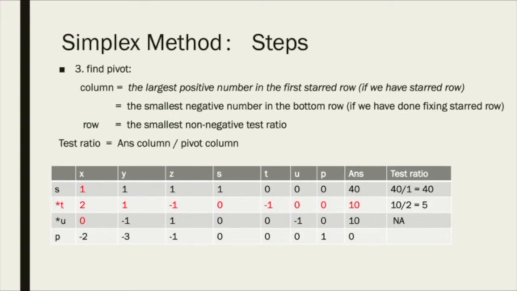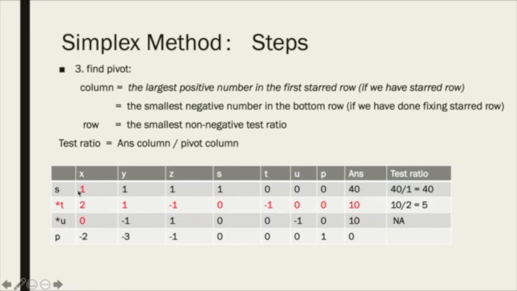The third step of the simplex method is to find a pivot. We need to find the pivot column first, and we have two cases. The first case is that we have a star row. If we have a star row, the pivot column will be the column with the largest positive number in the first star row. If we don't have a star row, if we are done fixing all the star rows, the pivot column will be the column having the smallest negative number in the bottom row.